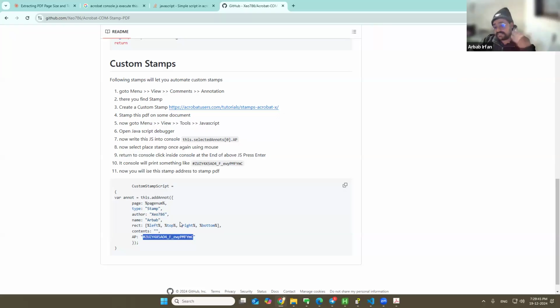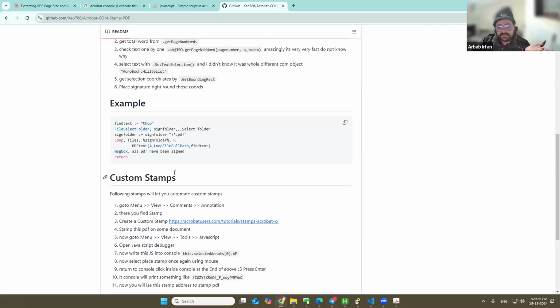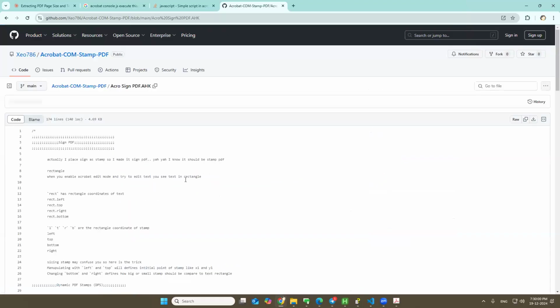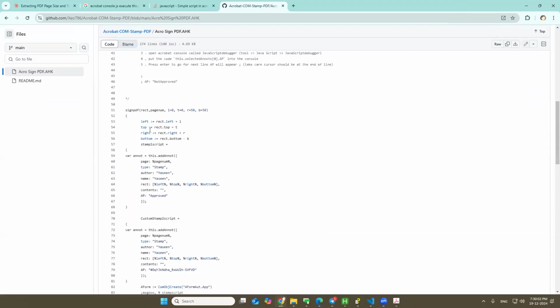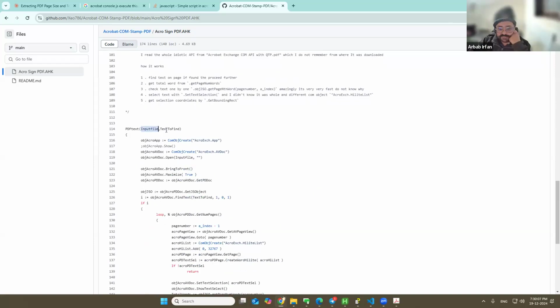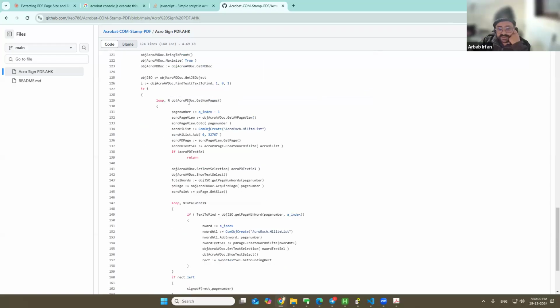reference to the image that is saved as a stamp in Acrobat. And I was using left, top, right, bottom coordinates. And I calculate this by finding out the location of a specific word. So this script was, okay, so I was input file, text to find, and then it will find it on the page.